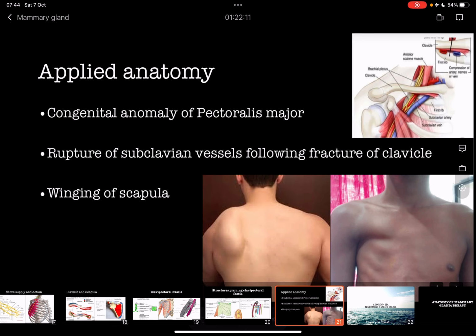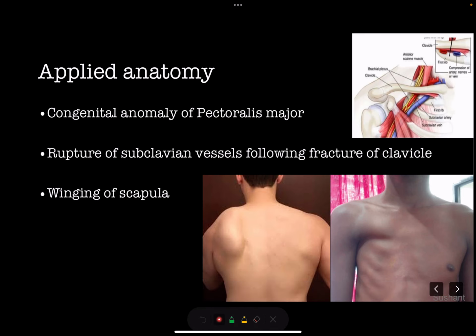Right, coming to the applied anatomy. The congenital anomaly of the pectoralis major: sometimes the pectoralis major muscle may be absent. It may be associated with the agenesis of clavicle, as in cleidocranial dysostosis. The pectoralis major muscle, when it is absent, looks like this. As you can see in this picture, the pectoralis major muscle is completely absent.